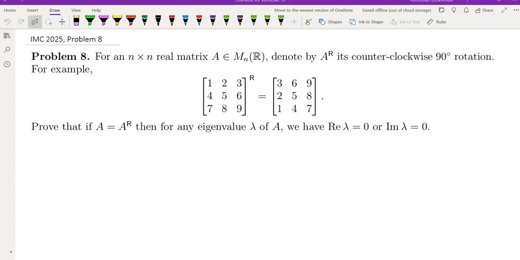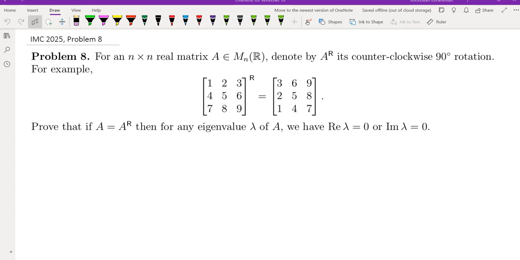So this is a problem from the International Math Competition in 2025. This is problem number 8. For an n by n real matrix A, denote A superscript R its counterclockwise 90-degree rotation.